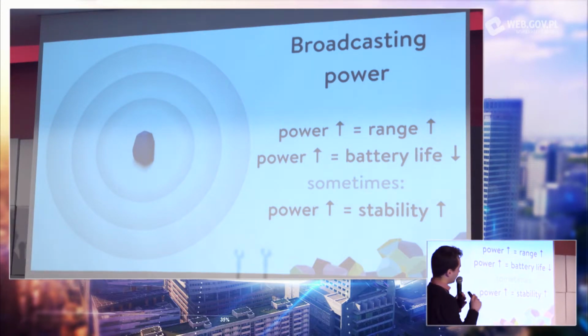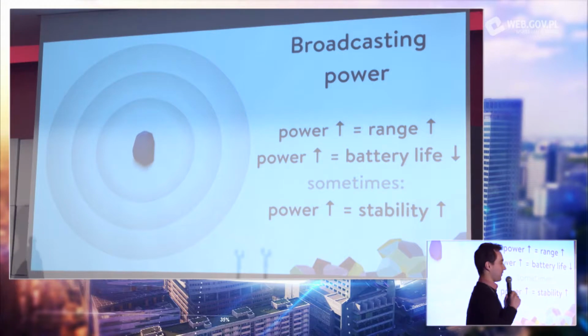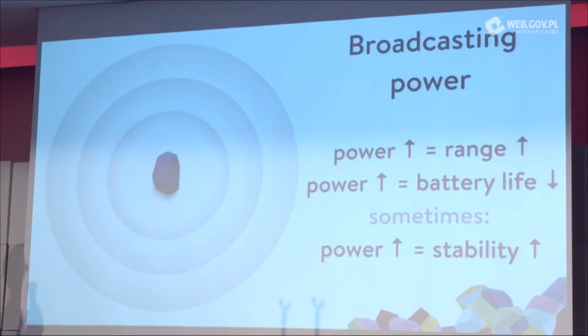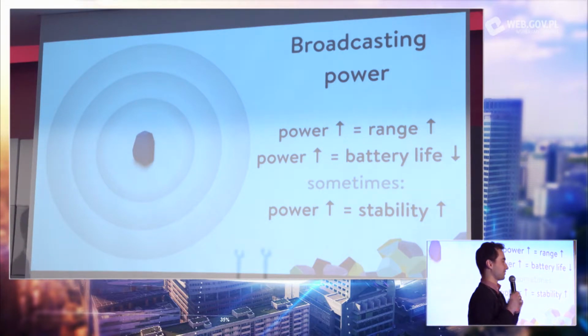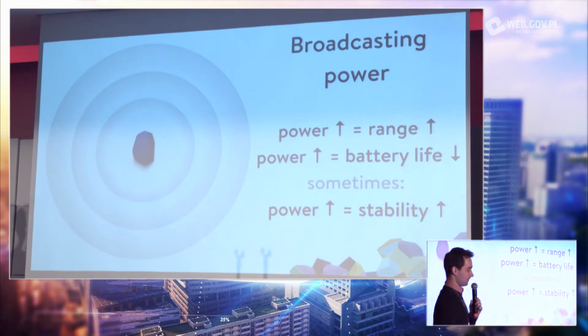And there's this small disclaimer here that sometimes a greater power value means better stability. Again, this is mostly because somebody walks past the beacon and absorbs the Bluetooth signal. If the power is stronger, then maybe some of it will still make it to the device, so the beacon won't disappear from the iOS device's range at all. Just less of the actual signal will get to the device.